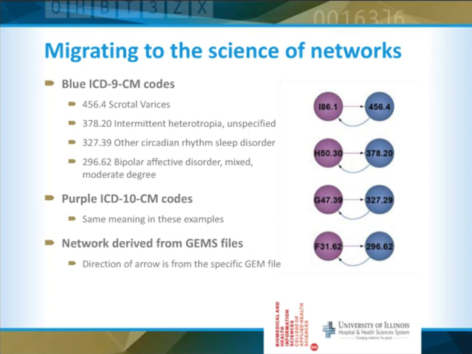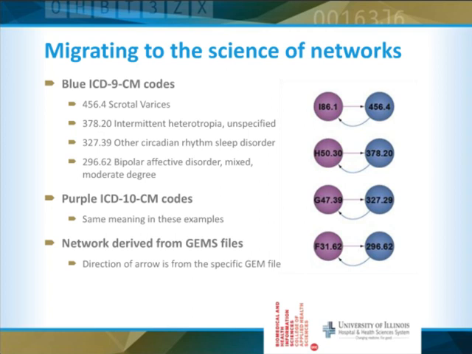And then if it mapped one direction, we gave it an arrow to the 10 code. So scrotal varices maps backwards to scrotal varices. Good news, in ICD-10, scrotal varices also maps back to scrotal varices. So from a network point of view, what we're trying to do is transition the text file that the government gave us into something that A, we can run algorithms off of, and B, help people understand why the reports don't always add up. So bipolar affective disorder, mixed and moderate degree.